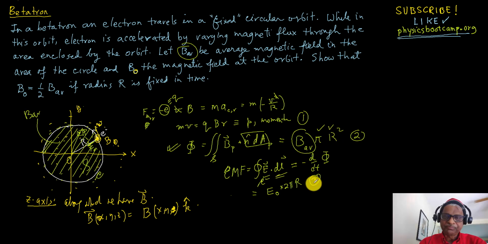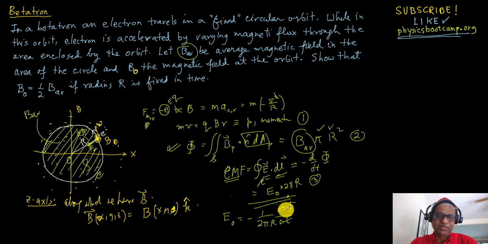Let's see, now we can relate this EMF to get the electric field. So the electric field is basically just equal to E0 equals minus 1 over 2 pi r, delta phi over delta t. We're just going to write it like that for now.